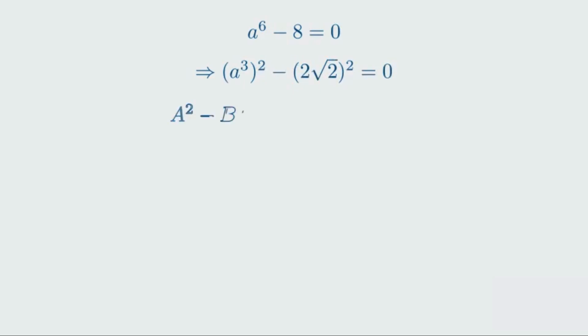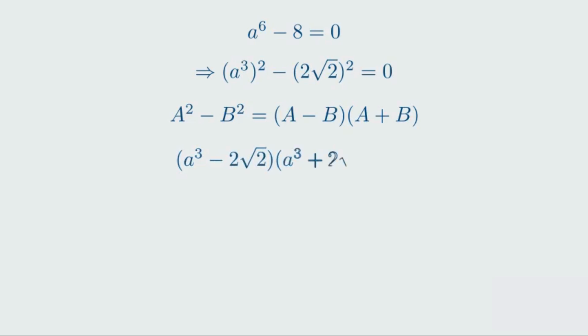Applying the difference of squares formula, we can factor the equation into the quantity a cubed minus 2 square root of 2 times the quantity a cubed plus 2 square root of 2, all equal to 0. This gives us two simpler equations to solve. A cubed equals 2 square root of 2, and a cubed equals negative 2 square root of 2. The first equation is the same as a cubed equals 2 to the 3/2 power. This has 3 solutions, which are the cube roots of 2 to the 3/2 power. The second equation is a cubed equals negative 2 to the 3/2 power. This also has 3 solutions.